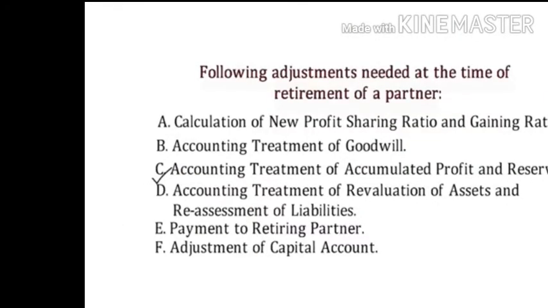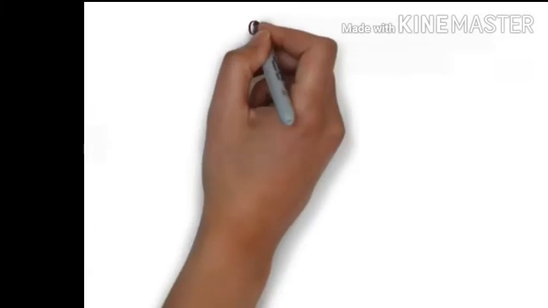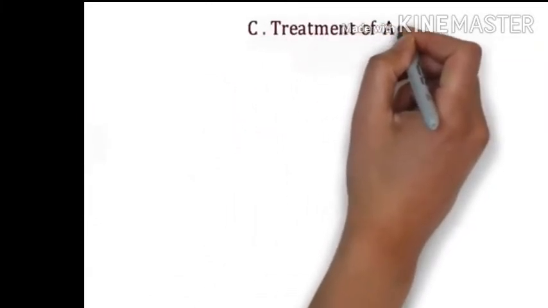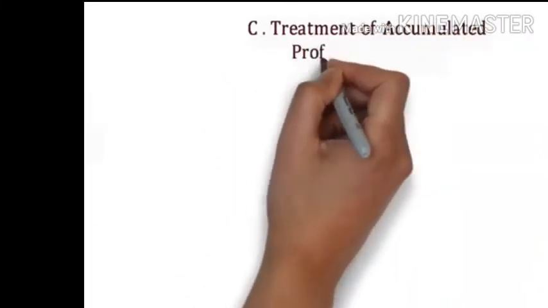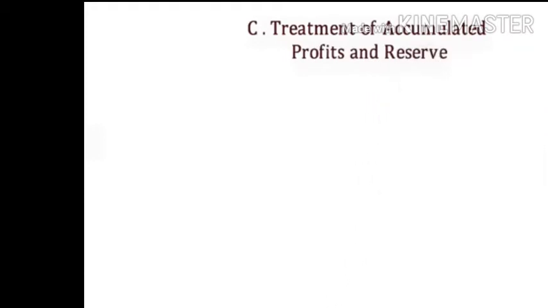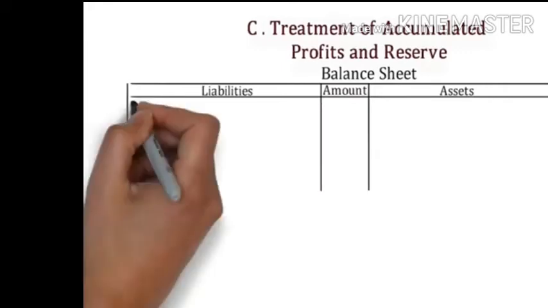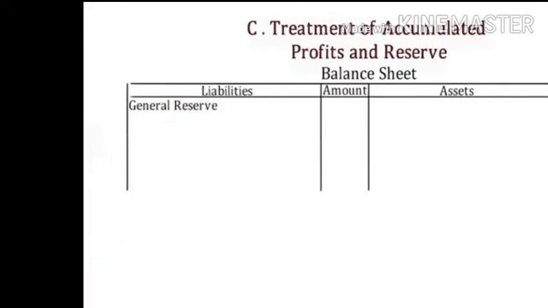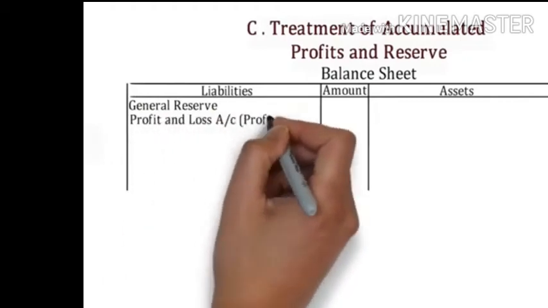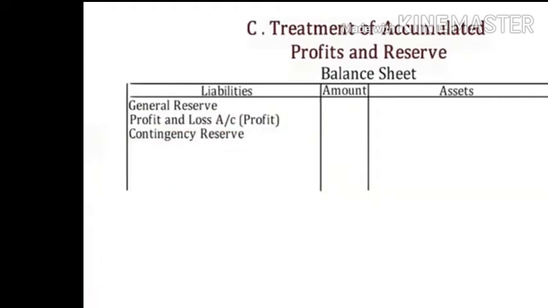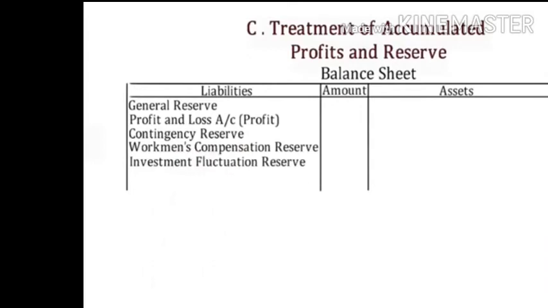Now till now we have seen how to calculate the new profit sharing ratio and the treatment of goodwill. Now the third part is treatment of accumulated profits and reserves. Accumulated profit and reserves we have to distribute amongst the partners. Which partners? All partners. Because here a person is retiring from the firm, so we have to give the profit or the reserve to all partners.